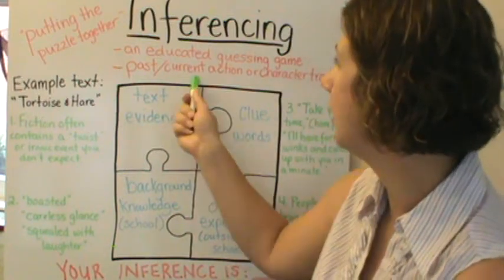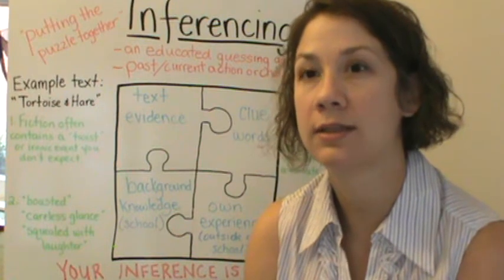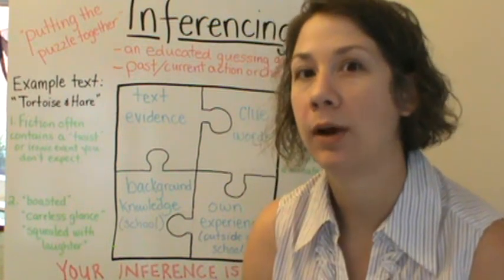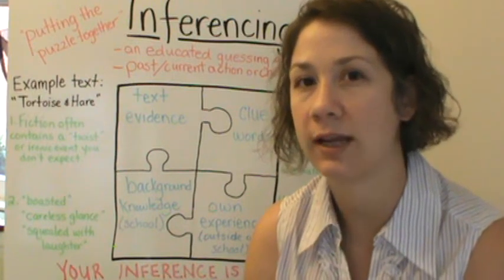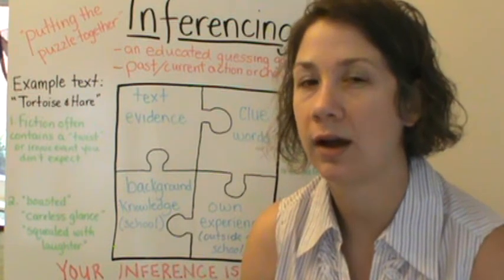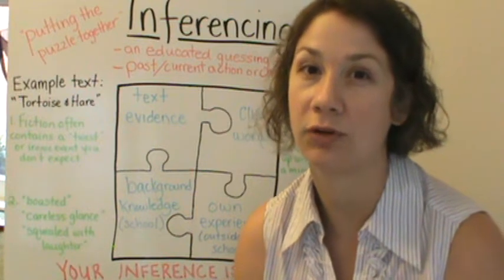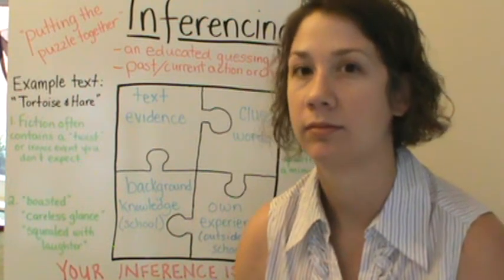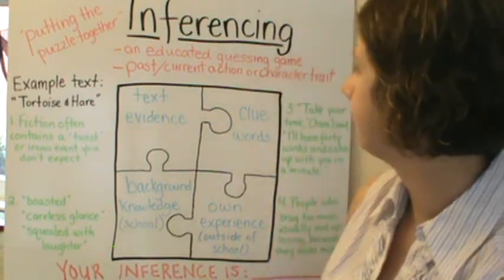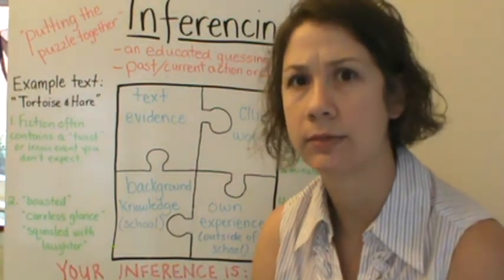Okay? What are we taking guesses about? We're guessing about past actions that we don't read about in the story, or we're reading about why current actions are taking place, or we're guessing about what kind of person a character is. What character traits can we assign to the different characters? What kind of people are they? Okay, that's inferencing.